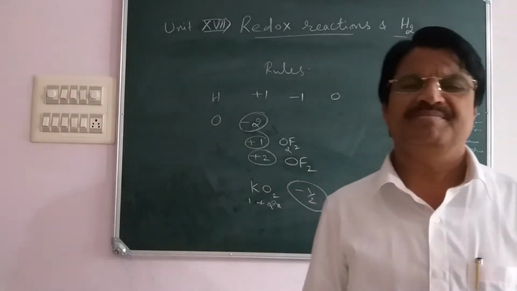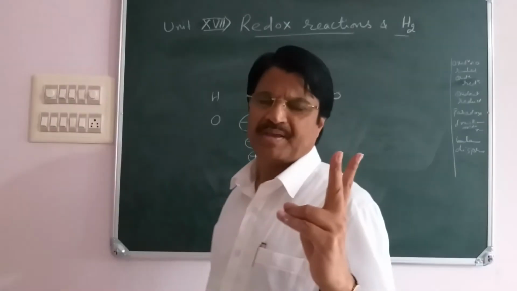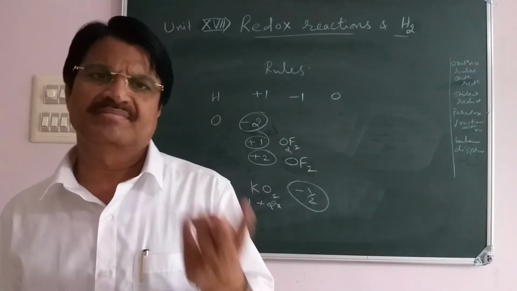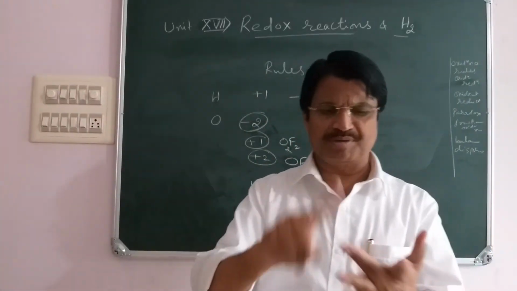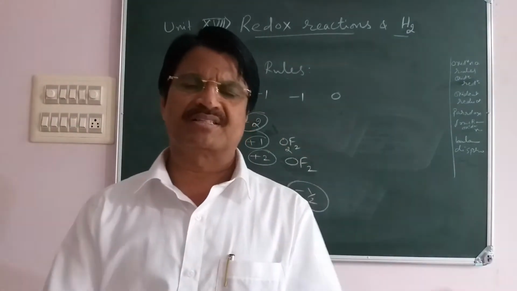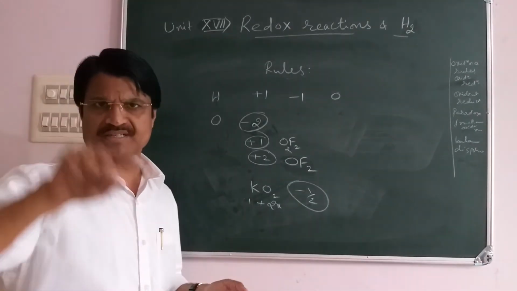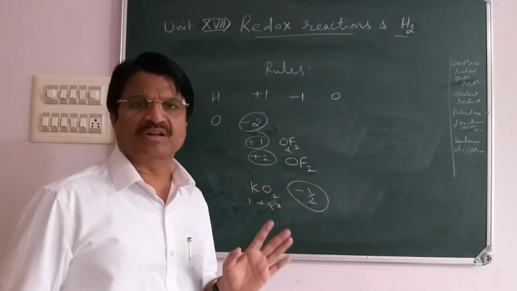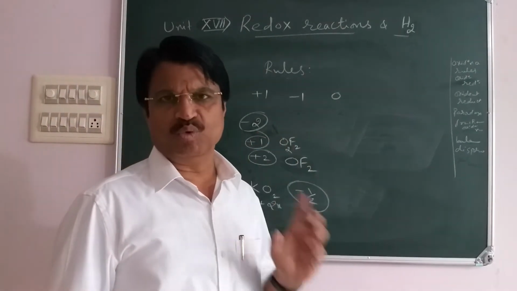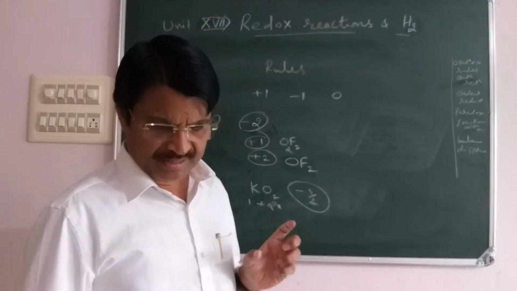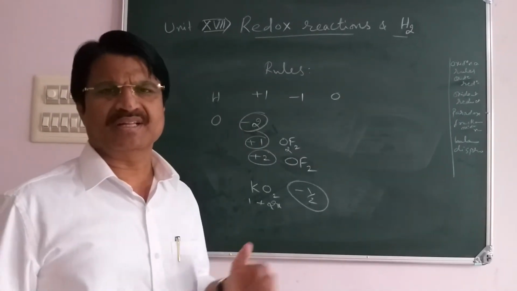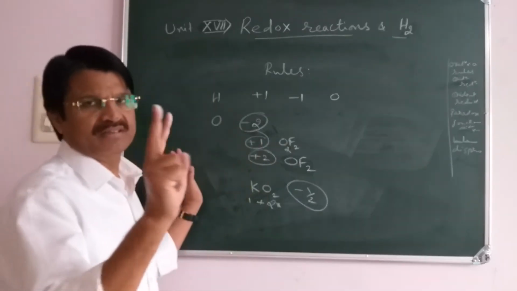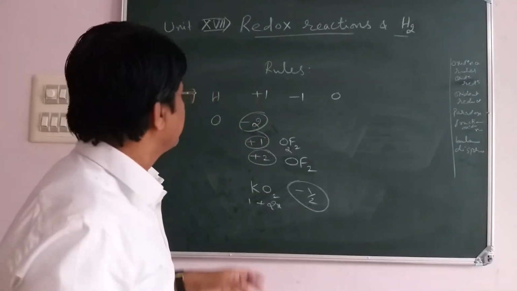Valency of oxygen is 2 minus. Valency of nitrogen is 3 minus. But the oxidation number of nitrogen we can write as +1, +2, +3, +4, +5, even minus, 0, etc. But the valency of N is always 3 minus. O is 2 minus, then S is 2 minus. Halogens 1 minus. Like this we can write valency and oxidation numbers.